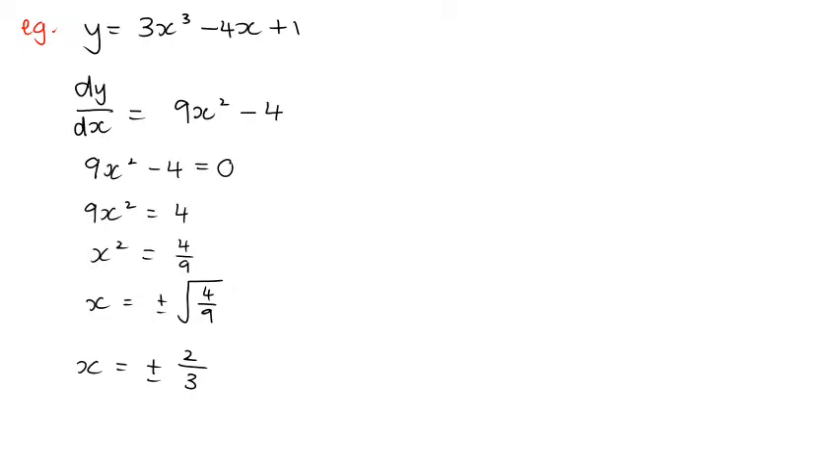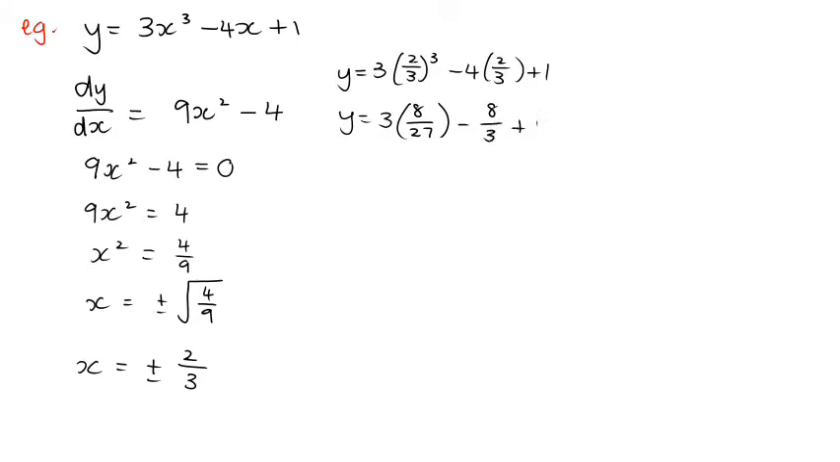So we'll deal with the positive first. So we've got y equals 3 times 2/3 cubed minus 4 times 2/3 plus 1. Right, 2/3 cubed, what's that? What do we do when a whole fraction is taken to the power? Yeah, so we cube both the 2 and the 3, so 8 on 27. Minus, times it across to the top. So times it to the top, we get 24 on 27 minus 8 on 3 plus 1.